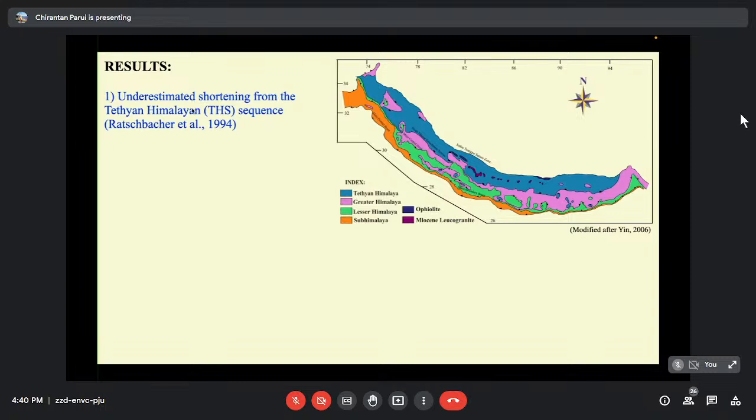The number one is that the shortening from the Tibetan Himalayan sequence is typically estimated between two structures, the South Tibetan Detachment System and the Indus-Tsangpo Suture Zone. However, there are THS rocks that lie far to the south of it. So incorporation of these structures, shortening from this THS klippe, will increase the shortening estimates coming from the Tibetan Himalayan sequence.